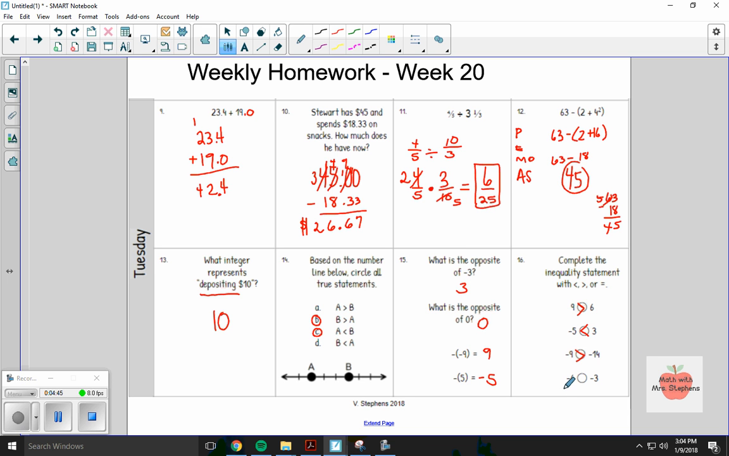The last one, -6 compared to -3. -6 is not closer to 0 than -3, so that means -6 is less than -3.